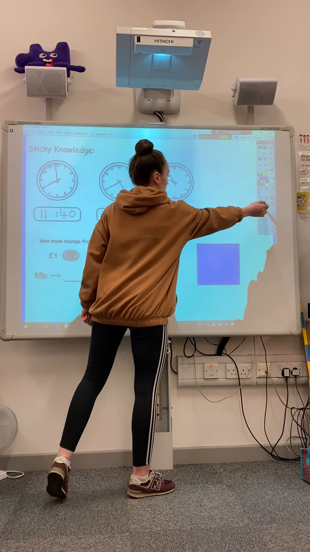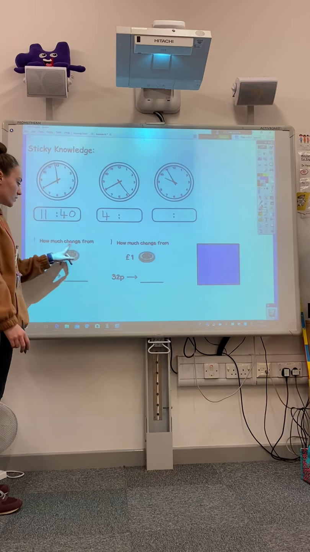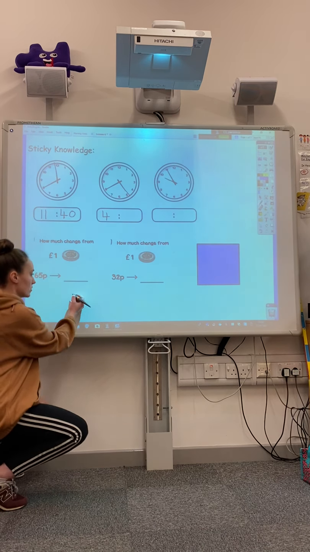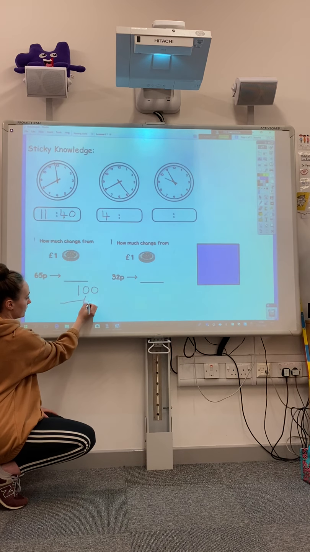Okay, and the next one, we've got how much change from £1. Now we know that there is 100p in £1. So to help me do this, I'm going to use column subtraction. I'm going to convert this pound into 100p. So I'm going to write 100 take away 65.